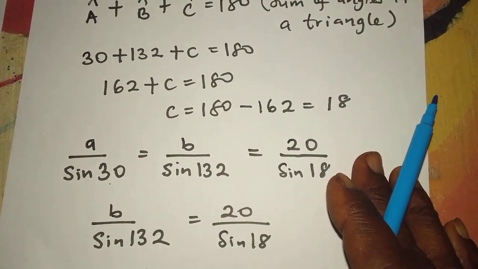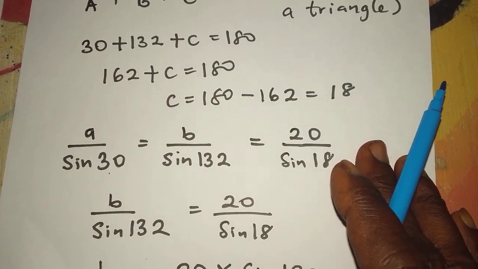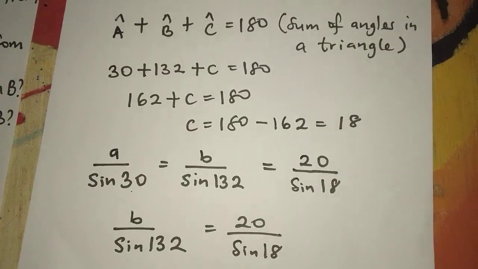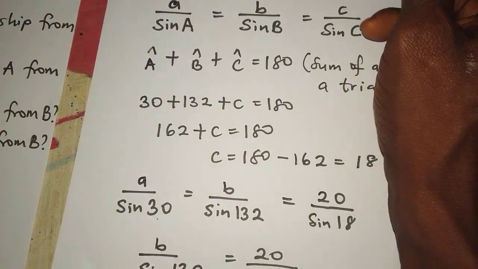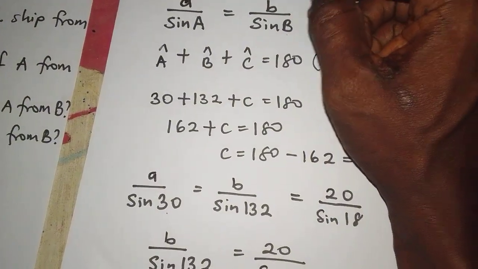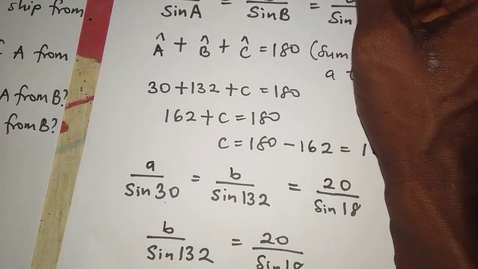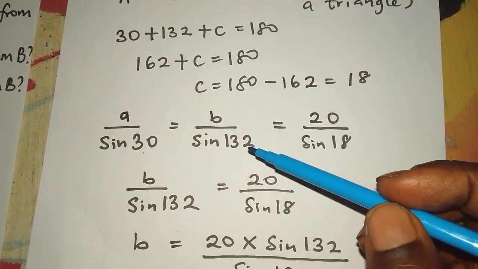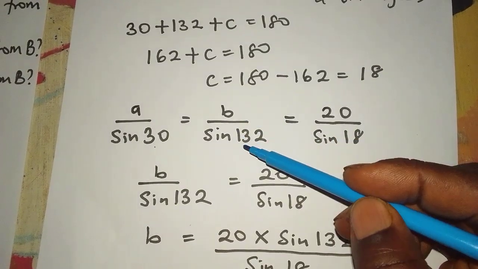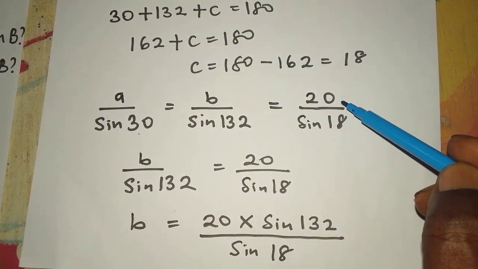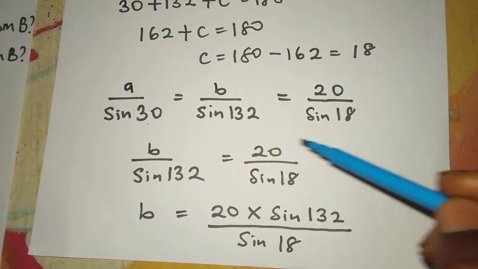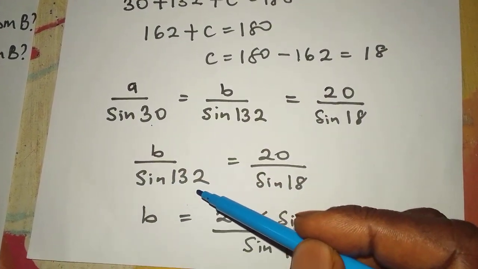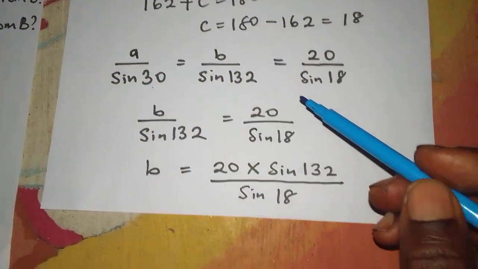So we are told to find the distance of the ship from the starting point. So the distance of the ship from the starting point, this is the ship here, this is the starting point. So you are told to look for the side B. So the ratio that is having B is this. Then you look for the one that is coming, 20 over sine 18. So you now pair these two. B over sine 132 equals 20 over sine 18.